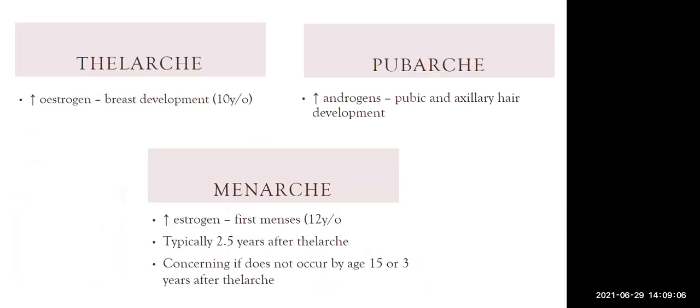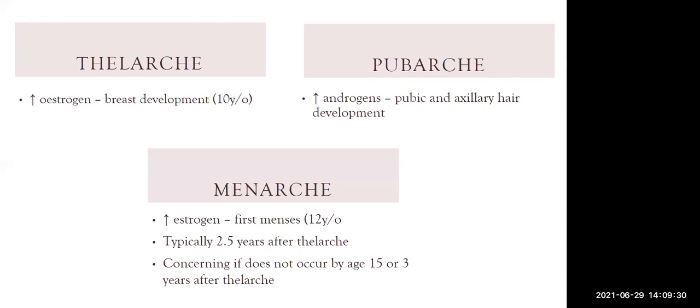So for thelarche, there is an increase in estrogen, which aids in breast development. Technically, we can see this at the age of 10 years old, but this depends on certain races, and there are a lot of etiologies that can differ. Second is pubarche. Pubarche is an increase in androgen that will increase pubic and axillary hair development.